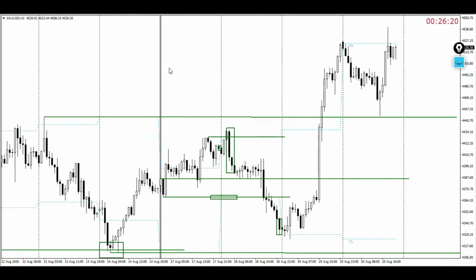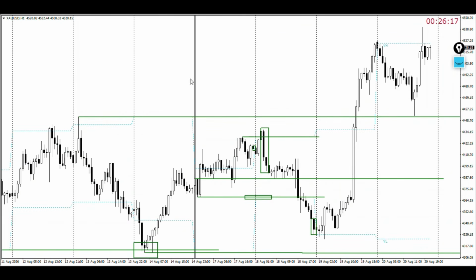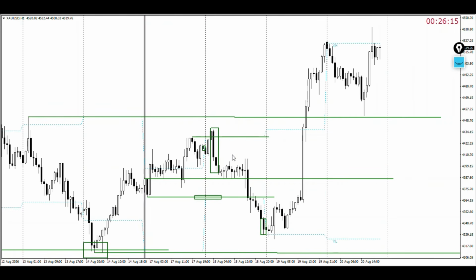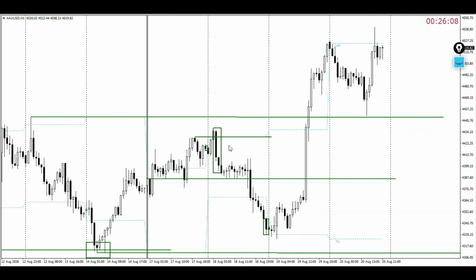If I go on the 1 hour time frame, what you can see, we know that after Monday and Tuesday trading, we may be looking for one of the high and low. The high and low of the week is established, or what we call the initial balance high and initial balance low. This is the initial balance low. So right now the initial balance high and initial balance low are established.